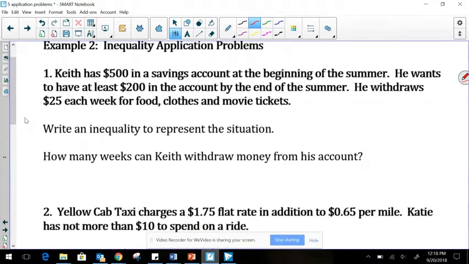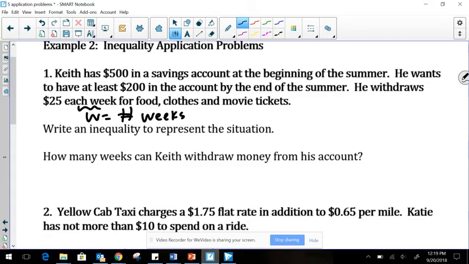So number 1, Keith has $500 in savings in the beginning of summer. He wants to have at least $200 in the account by the end. He withdraws $25 each week for food, clothes, and movie tickets. Okay, so first thing you want to do is just define your variable. So something equals number of whatever time you're talking about. So it says each week. So I'm going to say W equals the number of weeks.